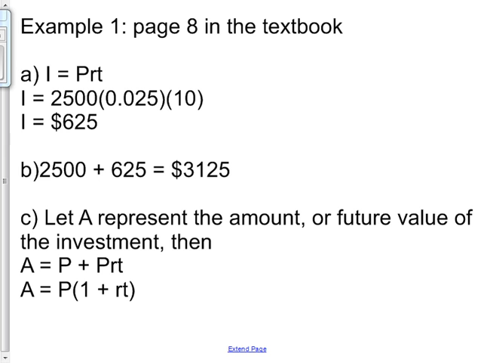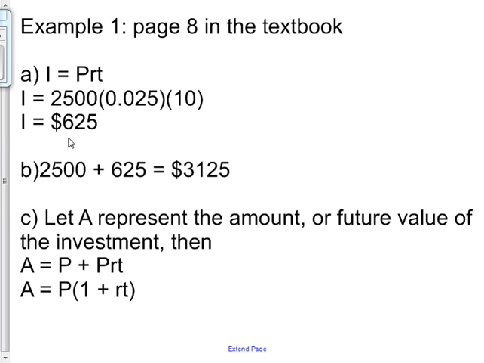Example 1 on page 8 of the textbook reads, Marty invested in a $2,500 GIC, Guaranteed Investment Certificate, at 2.5% simple interest paid annually with a term of 10 years. How much interest will accumulate over the term of Marty's investment? Well, I equals PRT, so we plug in the values we know. The principal is $2,500. The interest rate expressed as a decimal is 0.025, and it's over 10 years. So if we plug that into our calculator, we get I is equal to $625.